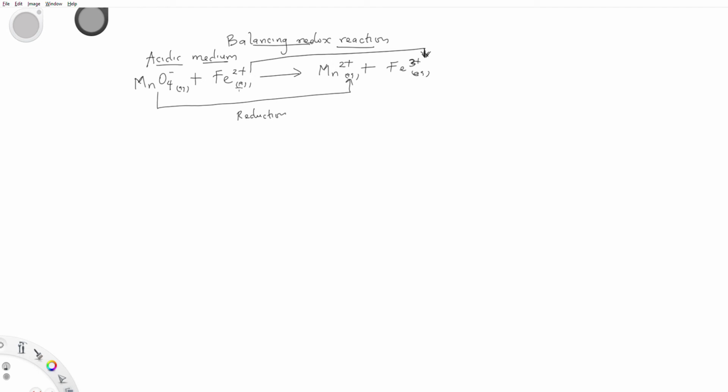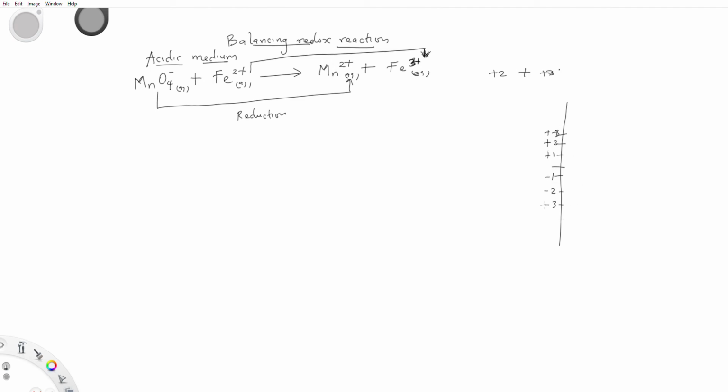Now let's first start with this. You notice that this is 2 plus, isn't it? And this is 3 plus. So iron goes from plus 2 to plus 3. There's an increase in the oxidation number. There's actually a table that they will definitely give you guys. Then you have plus 1, plus 2, plus 3, and so on. You have minus 1, minus 2, minus 3, and so on, like that.